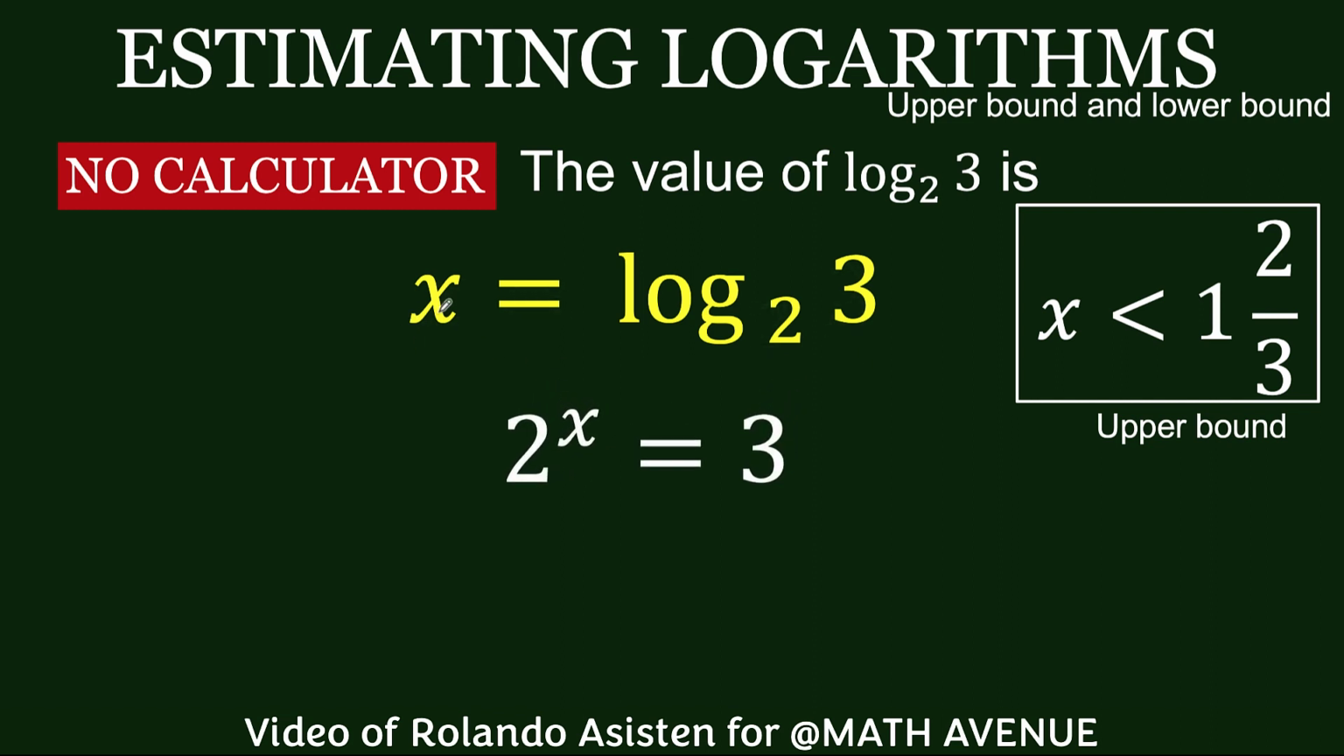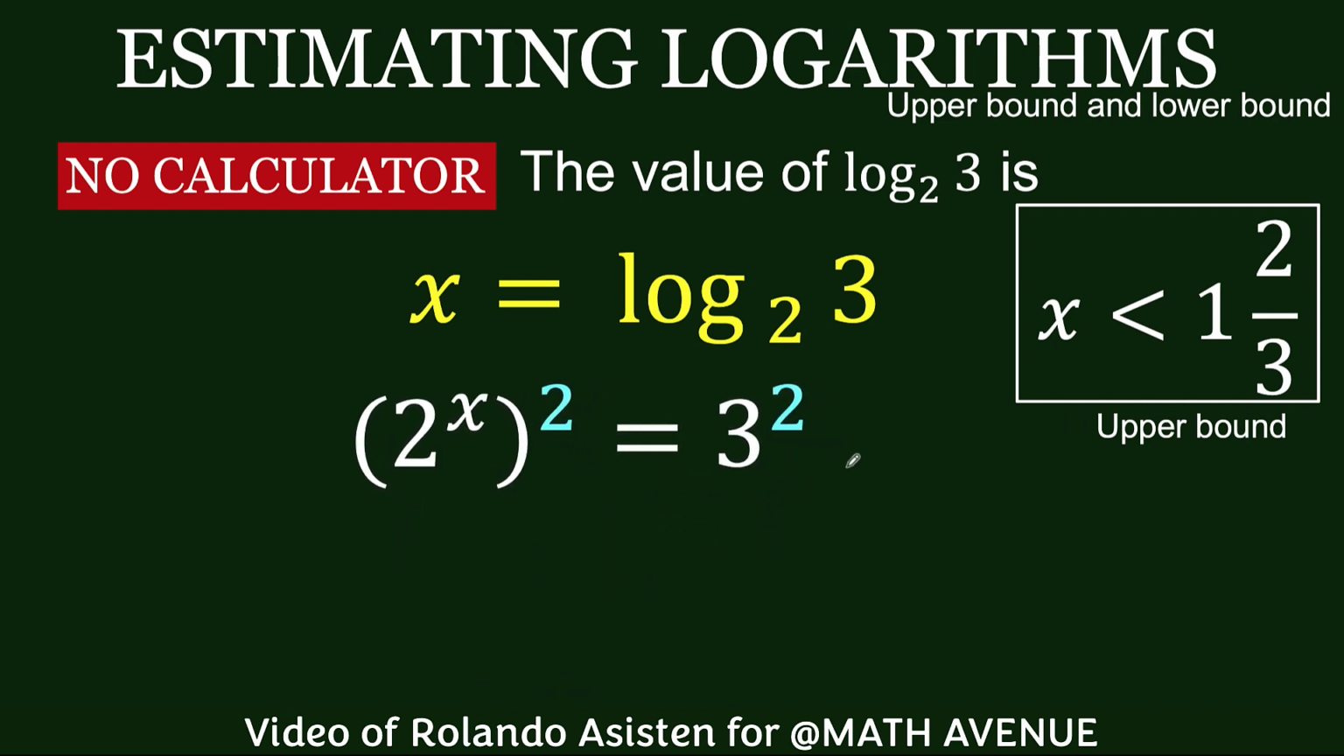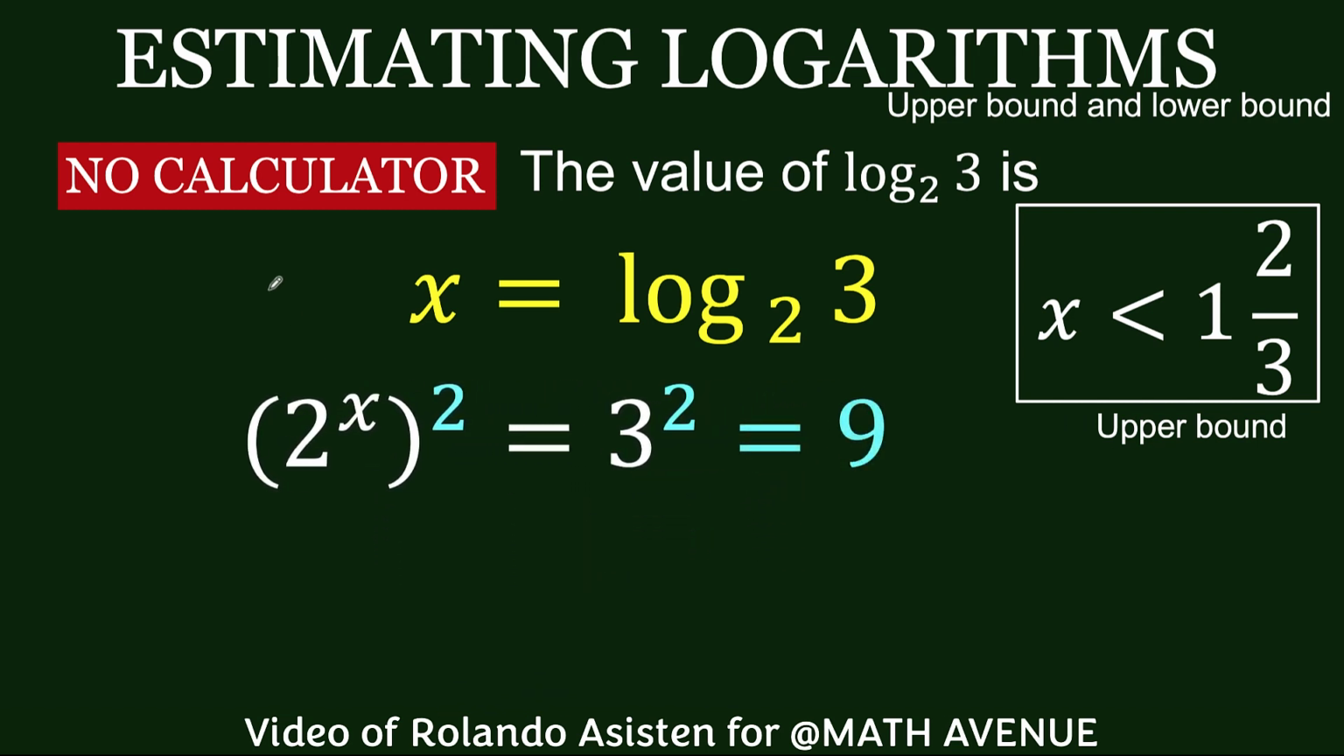Again, let's write this in exponential form. But this time, let's raise both sides of the equation to exponent 2, and let's simplify. We know that 3 squared is equal to 9. And since we are looking for the lower bound, let's look for a value that's a little lesser than 9 in such a way that its base is 2 also. And that number is 8, because 2 to the third is equal to 8. And so here's now the beauty of this. We have here an exponential number to the base 2. This 8 also can be written as 2 to the third, like this.